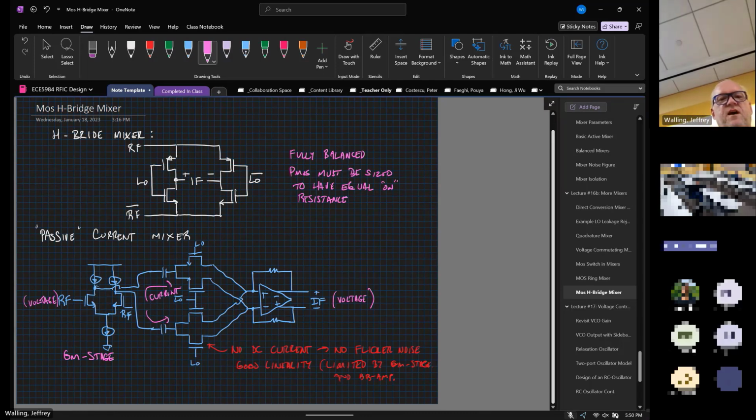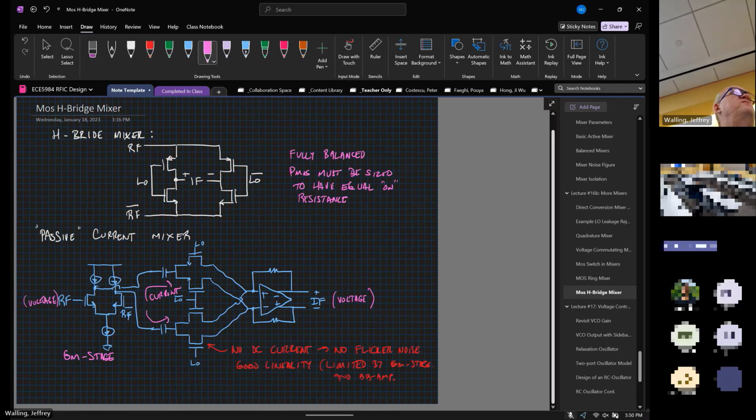Of course, this one is going to have loss. And then you can conceive of making what looks like a current mode mixer where we take, say, a GM stage, like a differential amplifier. We use that to provide some gain.